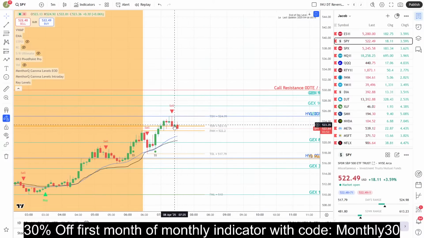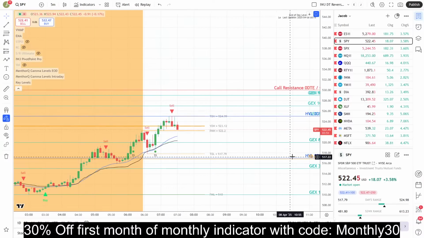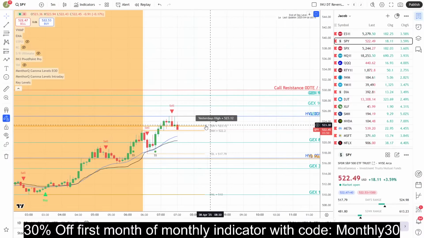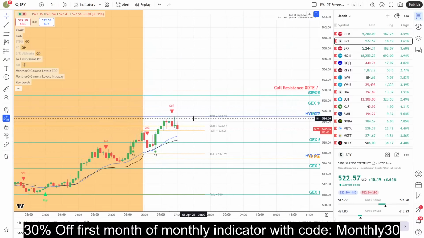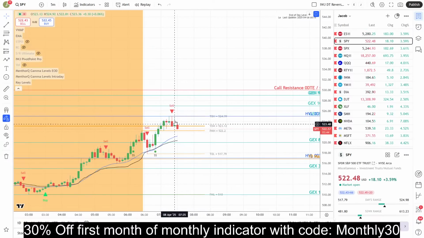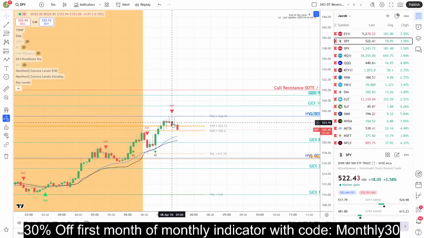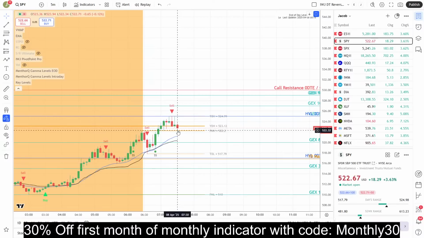This spike up is so annoying right here. Damn it. See, now, this spike causes emotion. It's going to cause people to potentially chase here. And I won't do it because I know how this goes.